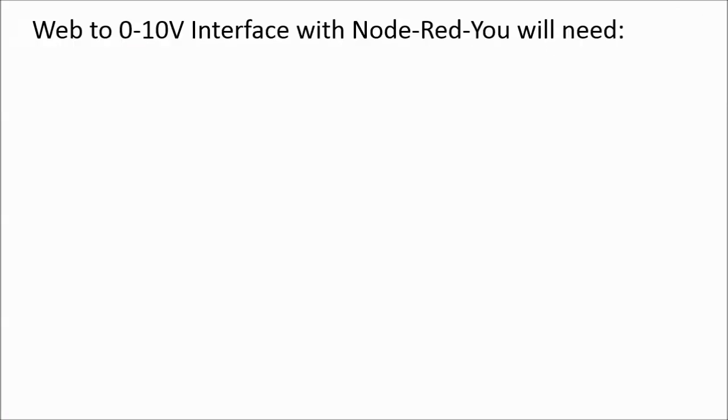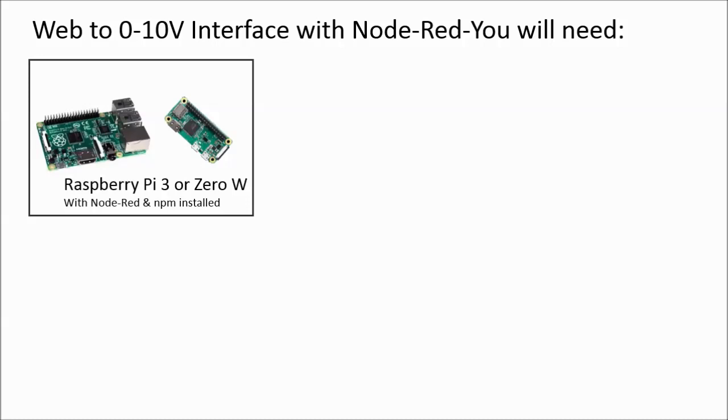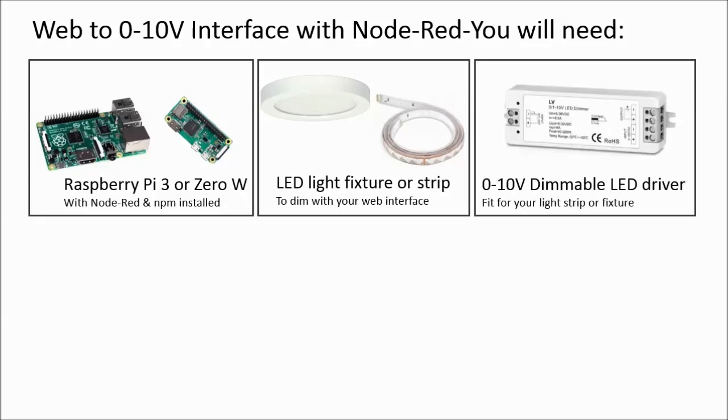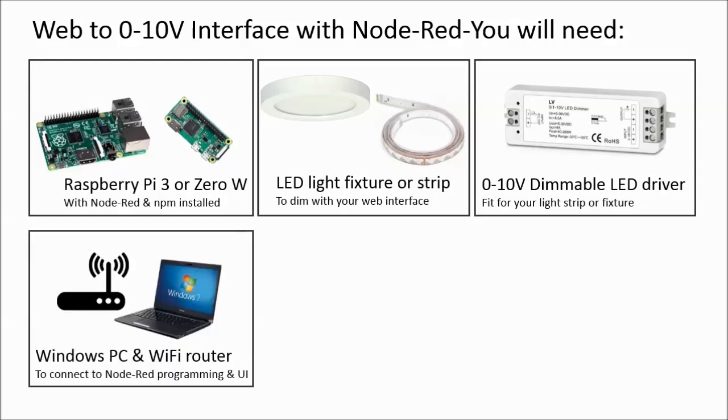So what will you need for this project? First, a Raspberry Pi 3 or 0W with Node-RED and npm installed. I explained how to install that in a previous video and I will include that link in my comments. Then you will need a LED light fixture or LED light strip to dim with your web interface. A 0 to 10 volt dimmable LED driver, fit for your light strip or light fixture. It is of course more convenient just to directly buy a LED fixture or LED strip which is already 0 to 10 volt dimmable. Then you will need a Windows PC and a Wi-Fi router.